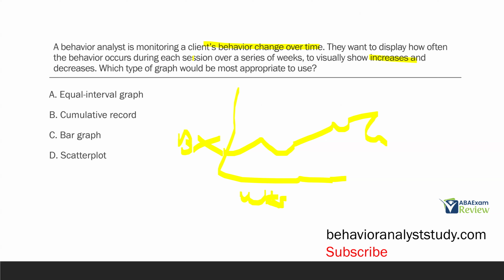We're showing increases and decreases, which is important because that rules out cumulative records, because cumulative records only go up. It's not a bar graph because the bar graph is not going to show or display what we want to see. Same with the scatter plot. Bar graphs and scatter plots are showing different things than what we're trying to demonstrate here. Type of graph that's most appropriate, it's going to be an equal interval graph.